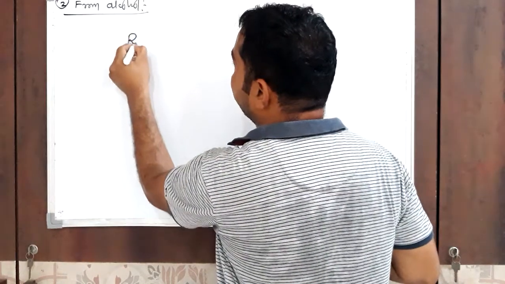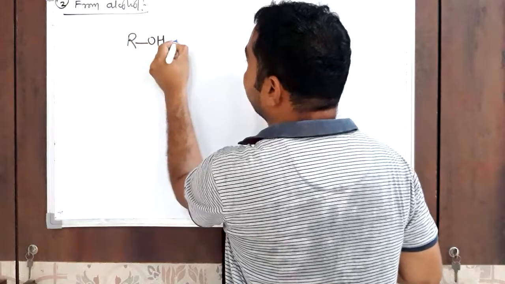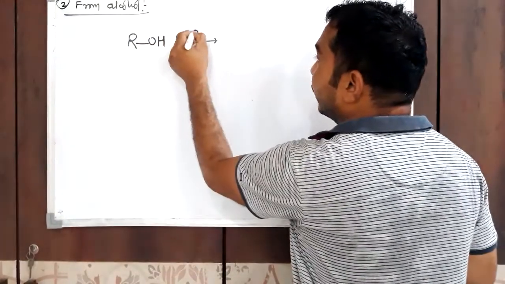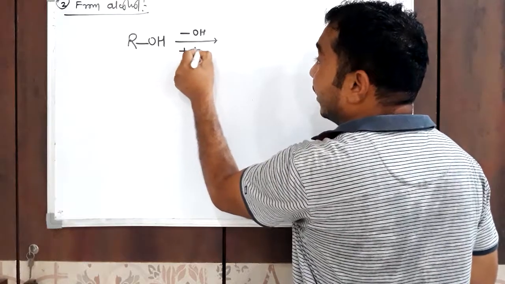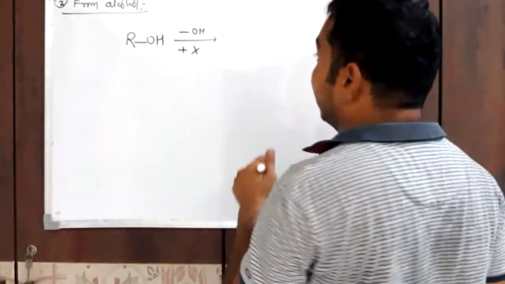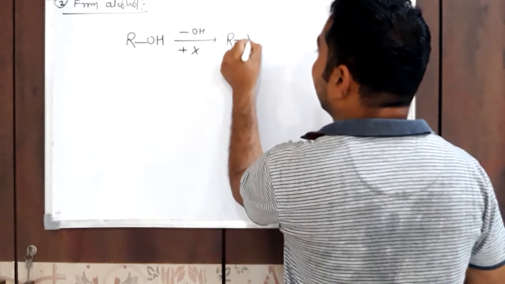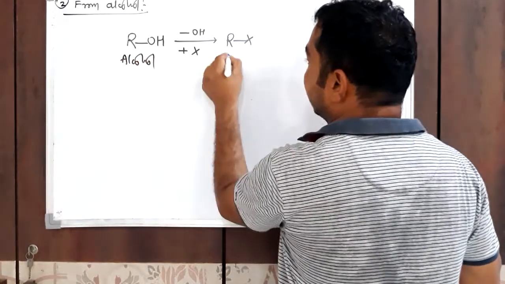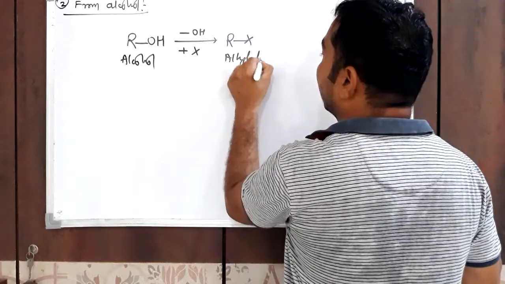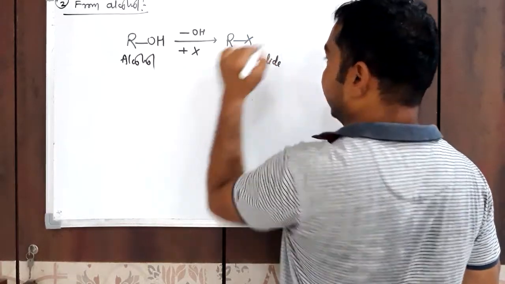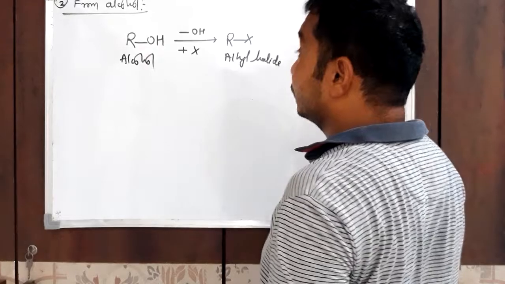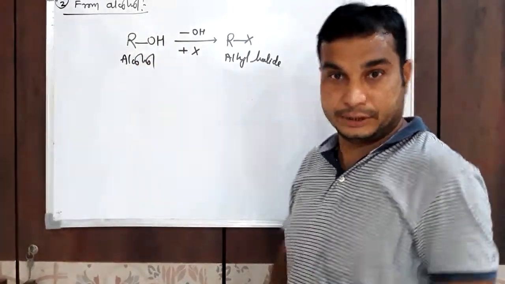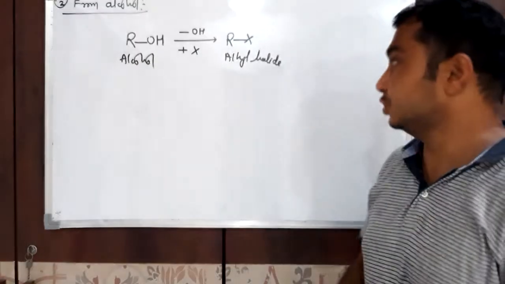See, alcohol is represented by ROH, and from this alcohol, if we remove the OH group and instead attach a halogen atom, then we get alkyl halide. This is alcohol, this is alkyl halide. What we have to do is just replace the OH group from alcohol by a halogen atom. This is a simple substitution reaction.